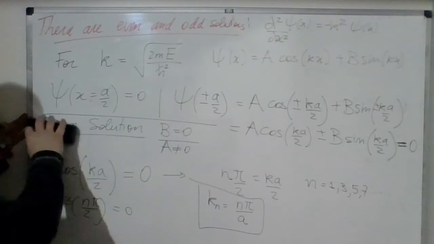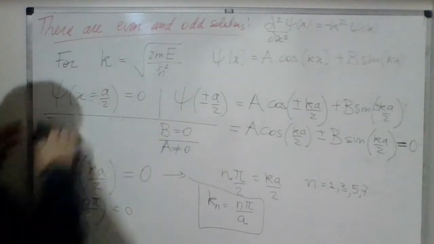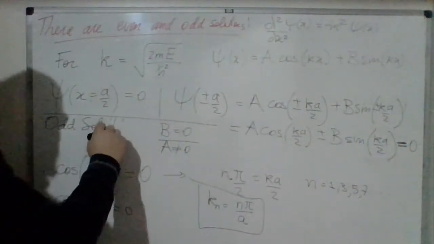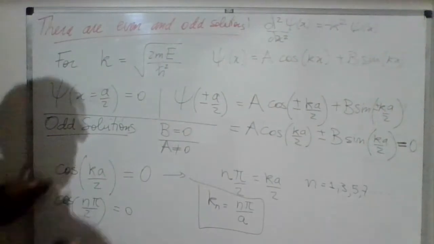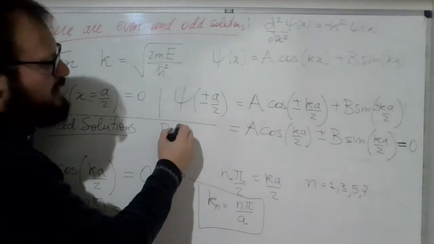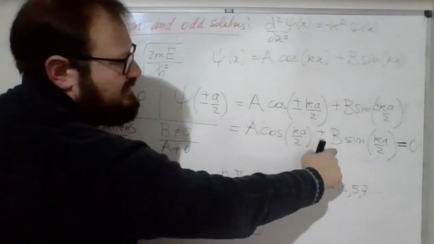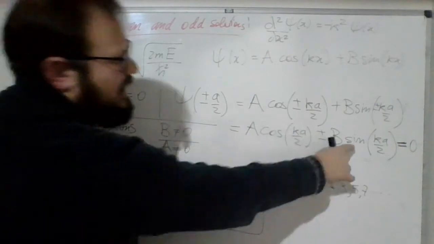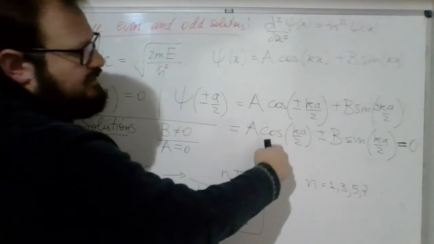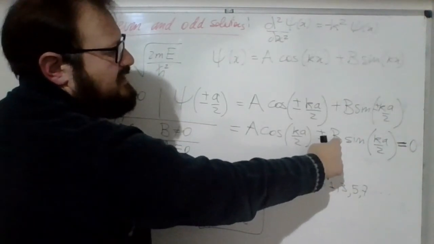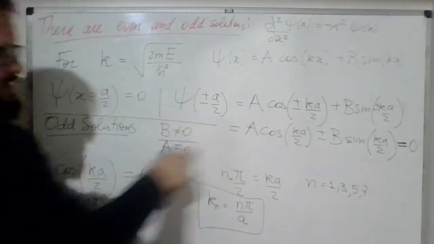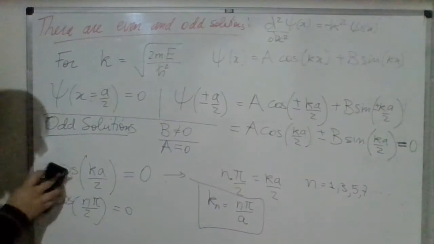All right. So for odd solutions here, what we have to do is reverse the things which we are making zero. So b is distinct from zero. No matter what happens to the cosine, I need to make a equal to zero, because now if I have b distinct from zero, this sine function must be zero. The cosine cannot be zero, so the a must be zero.